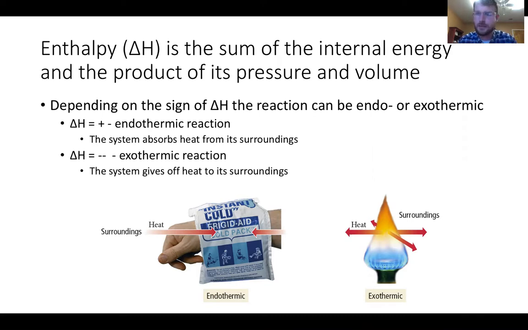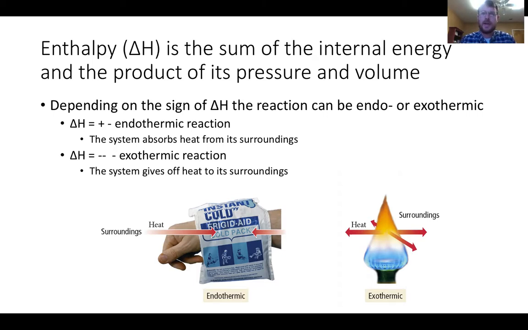And so you have a picture there of one of those instant cold ice packs where you break it up, you shake it. It's an endothermic chemical reaction. And so all of the heat is rushing into the system, to the reaction, and so it feels cold. Whereas if delta H is negative, then it's known as an exothermic reaction, like this flame here, right? The heat is then going out from the system into the surroundings.